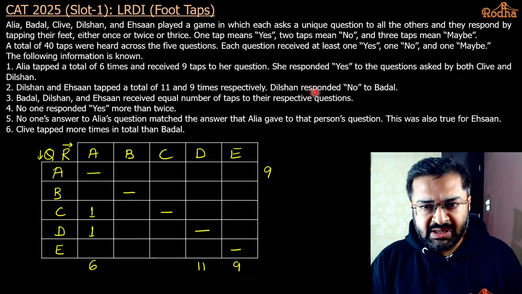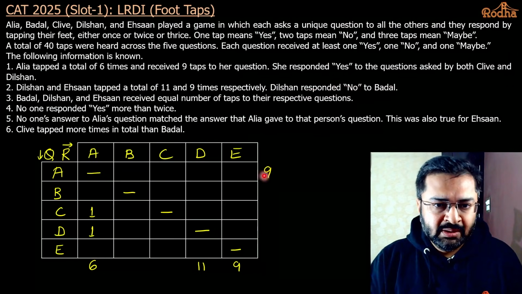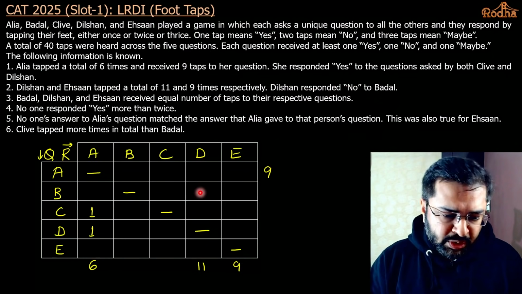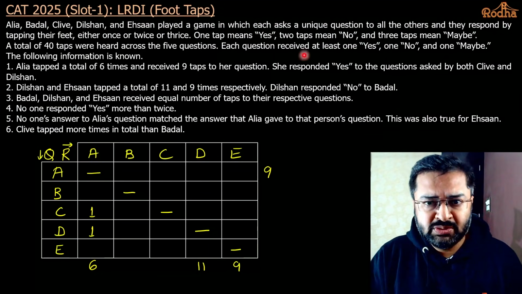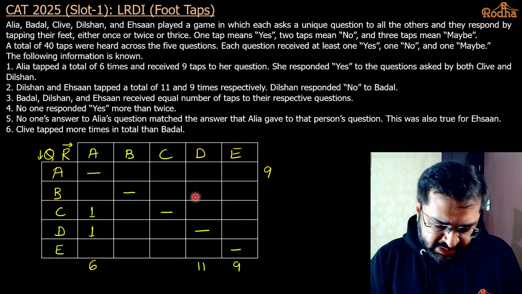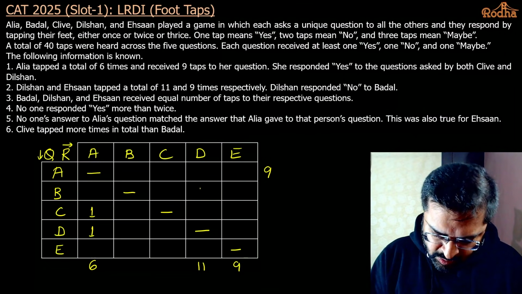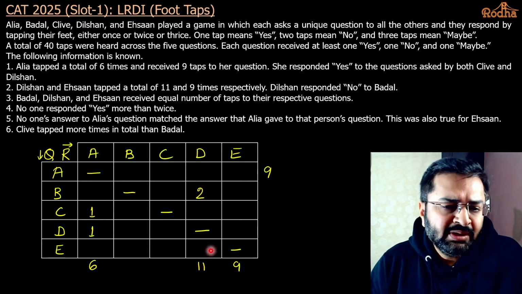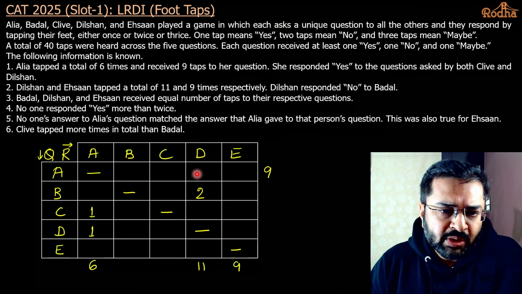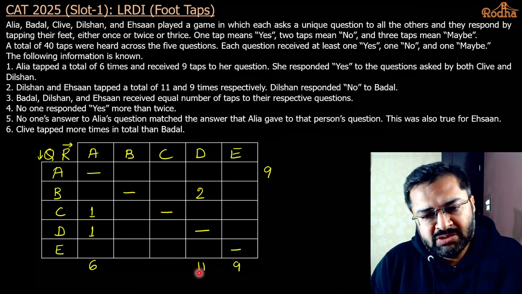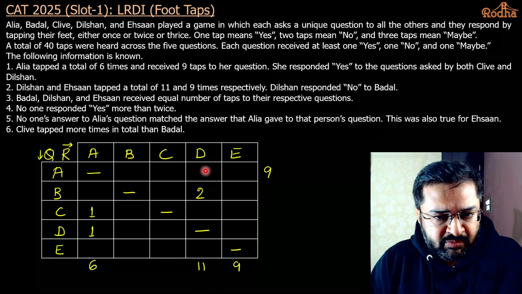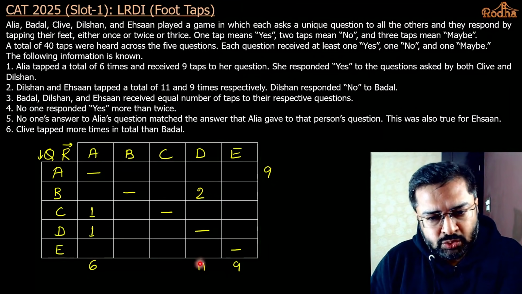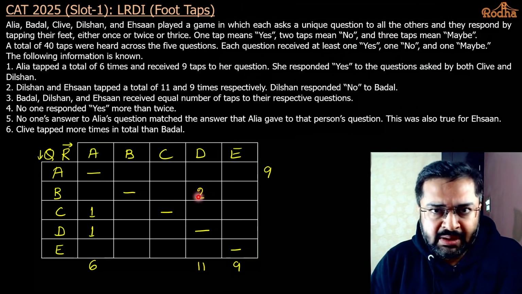And D responded no to B. So D responded no to B. This is B. So D responded no. No means 2 taps. It's given here, right? So I'll write a 2 here. Since 11 is a pretty large number, you can clearly see what would appear here, here, and here. Now this is 11, and 11 would be the sum of this cell, this cell, this cell, and this cell. So 11 minus 2 would be 9.